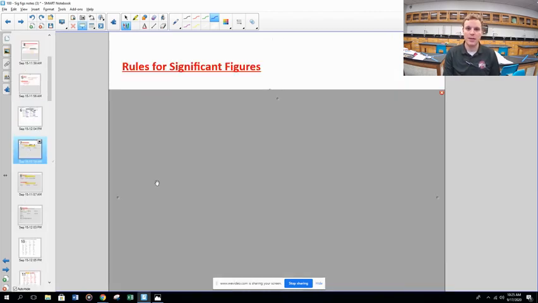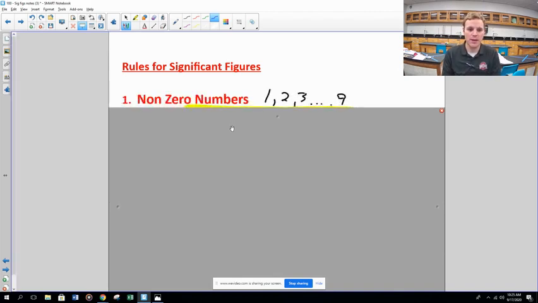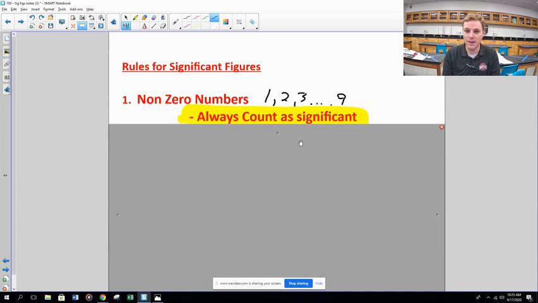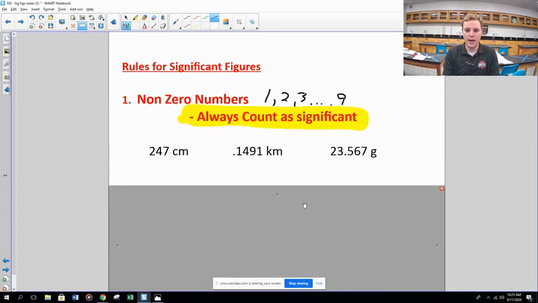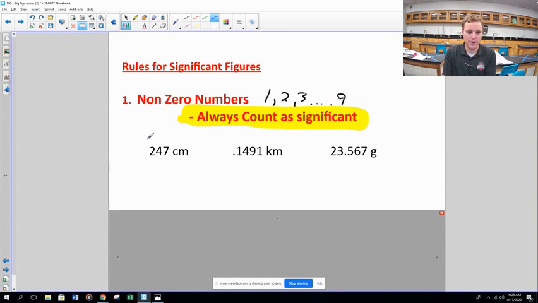So now we're going to talk about the actual rules for significant figures. Okay, so first up, non-zero numbers. So that's your 1, 2, 3, all the way up to 9. Anything that's not a 0 always counts as significant. Okay, so we have 3 measurements here. So 247 centimeters, 2, 4, and 7 are all non-zeros. So this has 3. I'll put SF standing for significant figures.